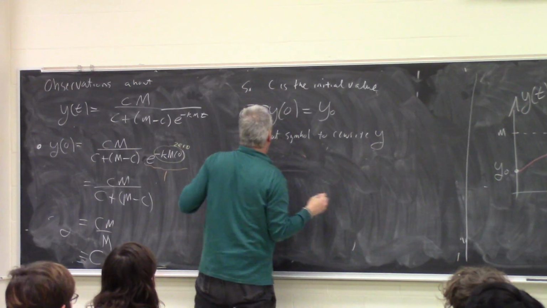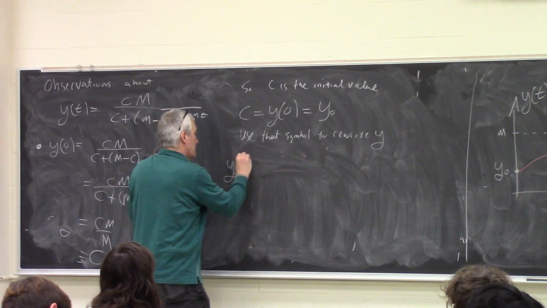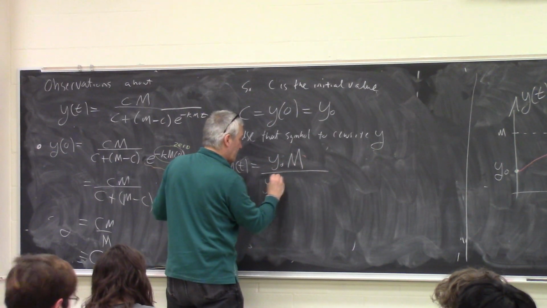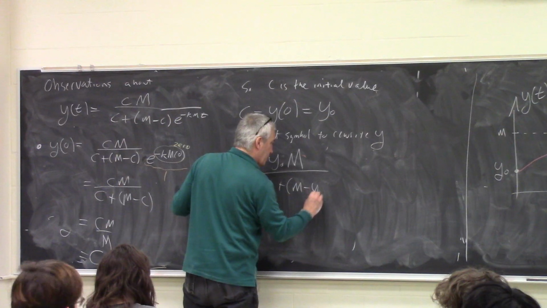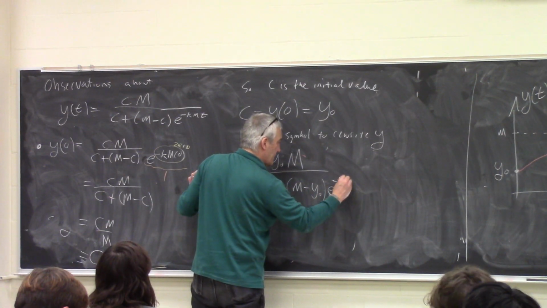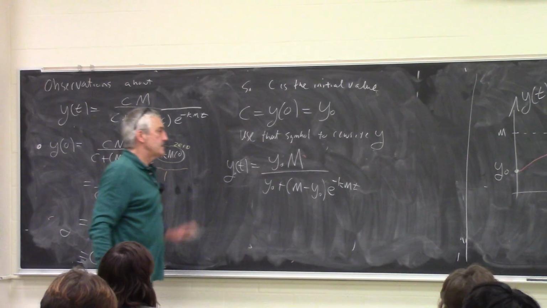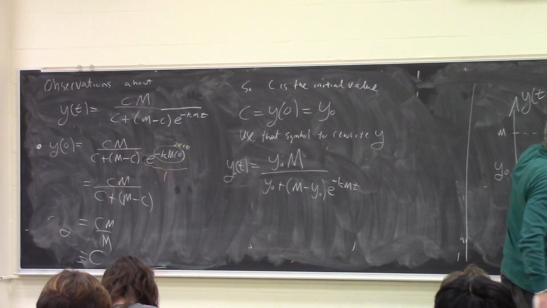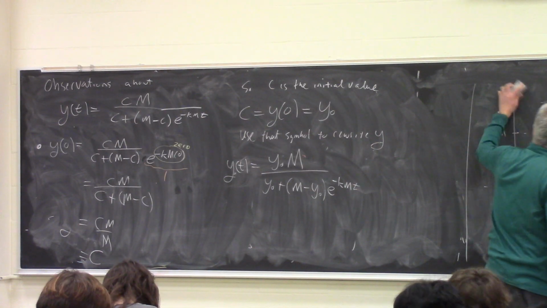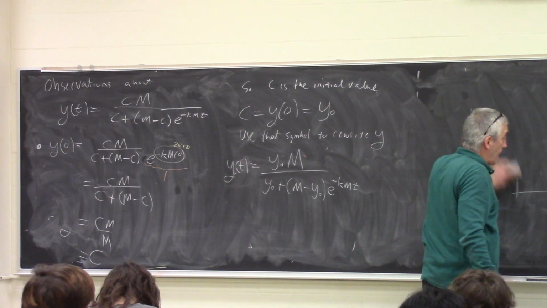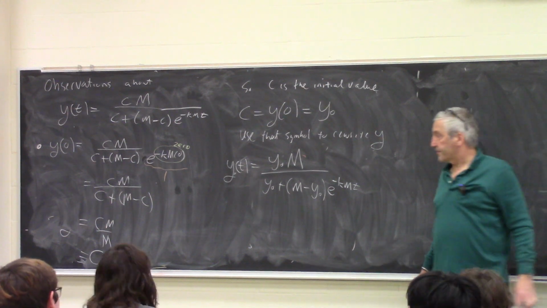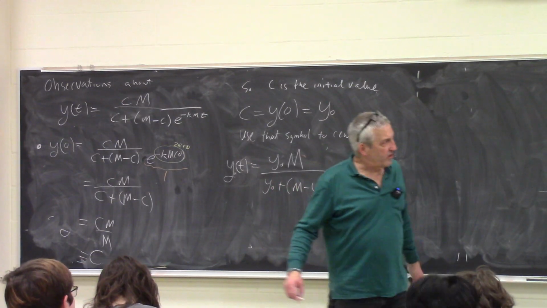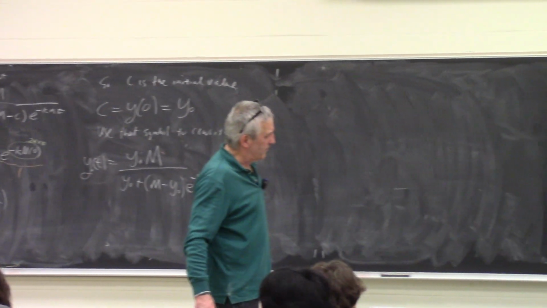So we're going to rewrite y. y of t equals y0 times capital M over y0 plus capital M minus y0 e to the minus kmt. Now, in the book, as part of deriving the solution, they observe that the constant has to be y0 somewhere in the derivation. So I don't think they actually write down that solution.